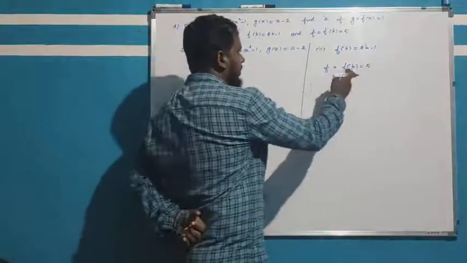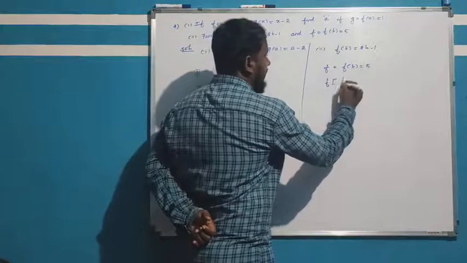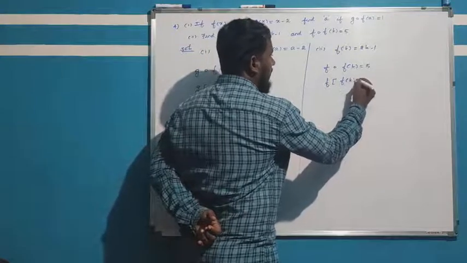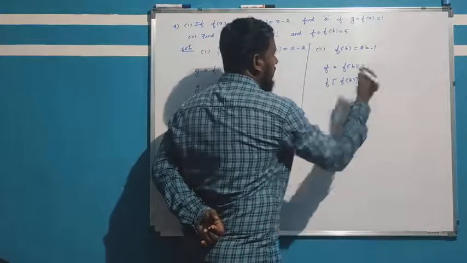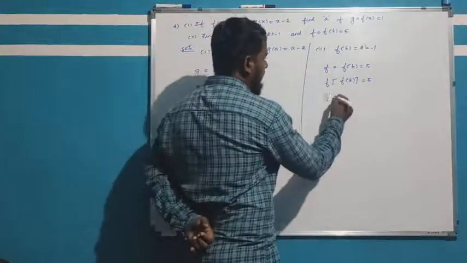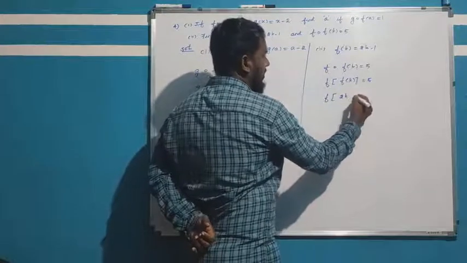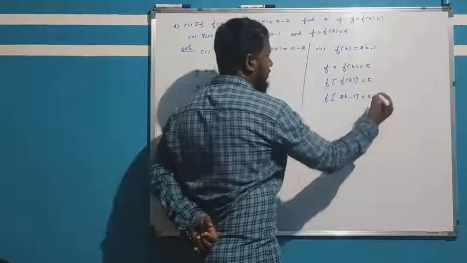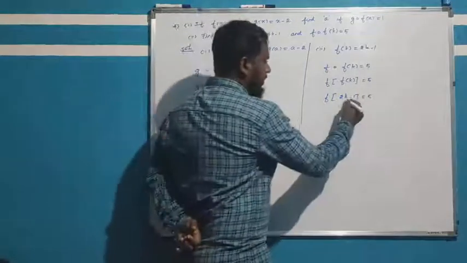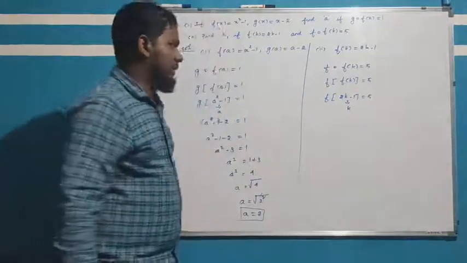So f composite f of k means, taking it the other way, f of f of k is equal to 5. So then what is f of k? 2k minus 1. So 2k minus 1 is equal to 5. In this we can consider the k value inside there.